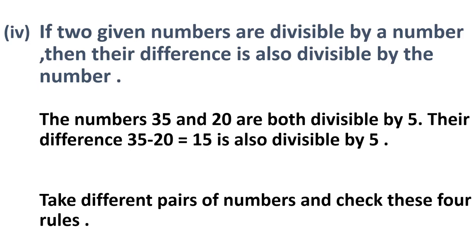Second rule is, if a number is divisible by two co-prime numbers, then it is divisible by their product also. Third, if two given numbers are divisible by a number, then their sum is also divisible by that number. And fourth one is, if two given numbers are divisible by a number, then their difference is also divisible by the number.